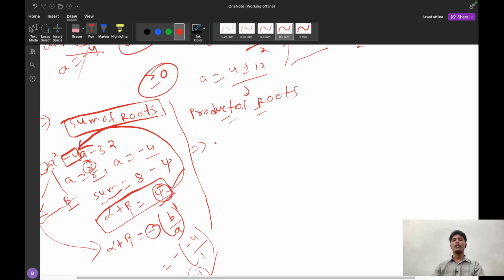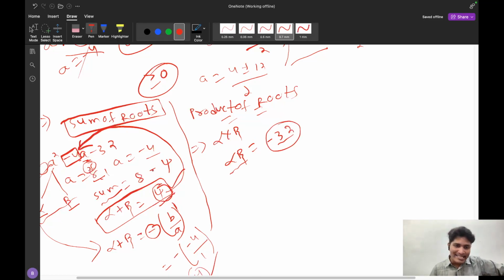What is the product of roots here? Suppose here I have taken alpha and beta. Here also alpha and beta. But now we have to do the product, alpha into beta, or simply you can take alpha beta. Alpha beta equal to, what is the product? 8 into minus 4 is minus 32. And alpha plus beta, I said, minus 32. If we see here, minus 32 is the same as the equation value. Minus 32, both are equal.